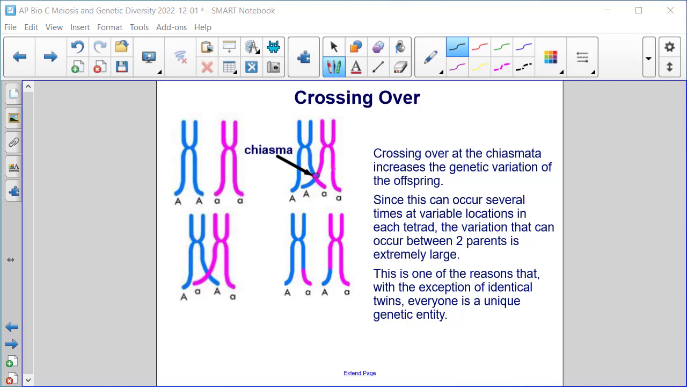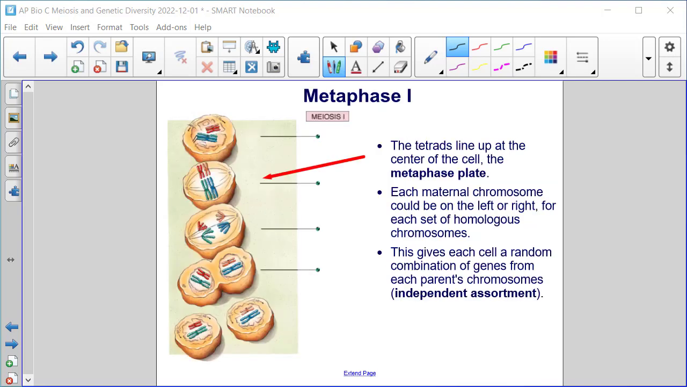Metaphase 1. So we're still in the first phase of meiosis, meiosis 1, and at metaphase 1, what happens here? The tetrads line up at the center of the cell, the metaphase plate. Each maternal chromosome could be on the left or right for each set of homologous chromosomes. This gives each cell a random combination of genes from each parent's chromosomes. This is called independent assortment.